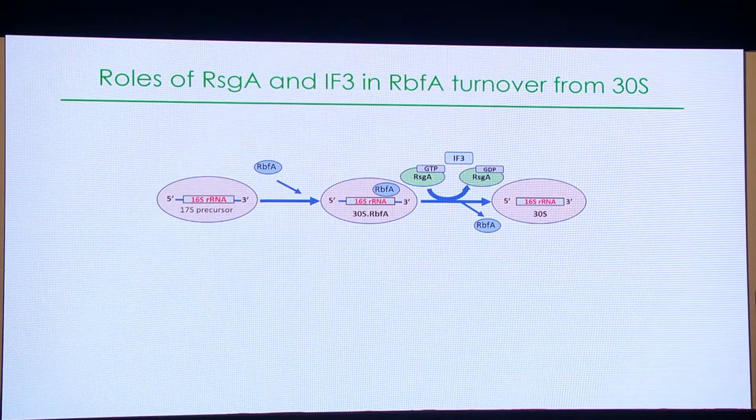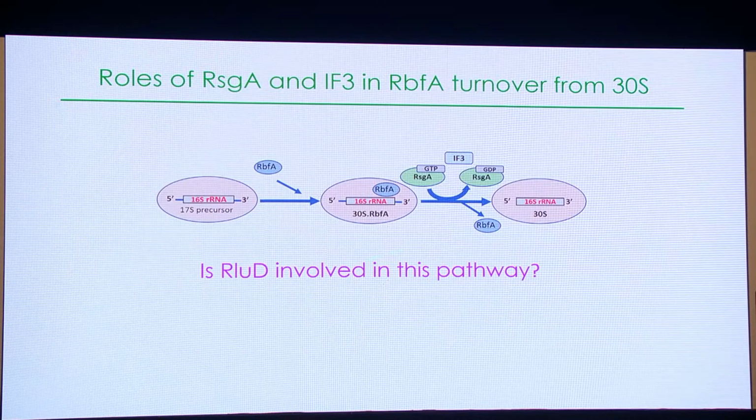And if we look at the pathway that we were probing, the RbfA removal from the 30S is actually carried out by RsgA. Recently, it was shown that initiation factor 3 will also do this job. And so in both of these cases, RbfA is released and then the ribosome can mature. So the question that we were asking is, is RluD also involved in this pathway?